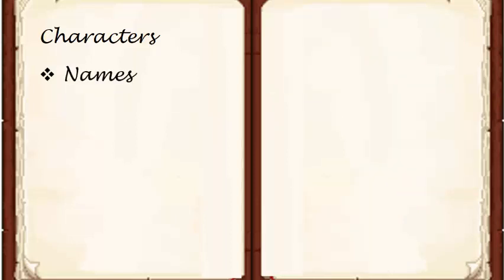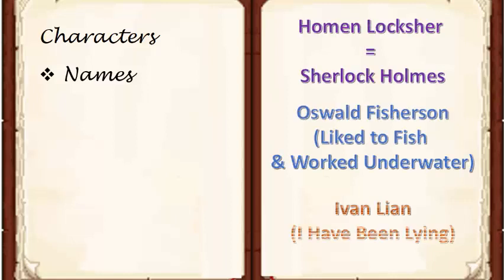Speaking of names, there are several ways you can do names. I would suggest being very creative with names. Puns are allowed. You want the name to give a personality. For example, some people picked up on most of these. Holman Lockshire is basically Sherlock Holmes rearranged. For Oswald Fisherson from Solve It Case 4, he liked to fish and he worked underwater, hence Fisherson.